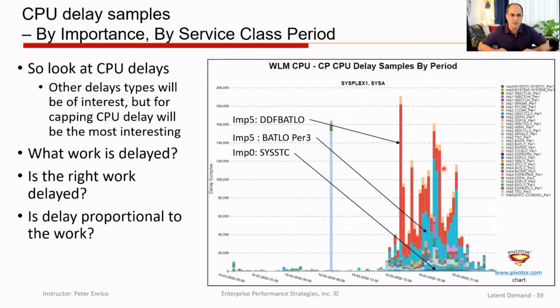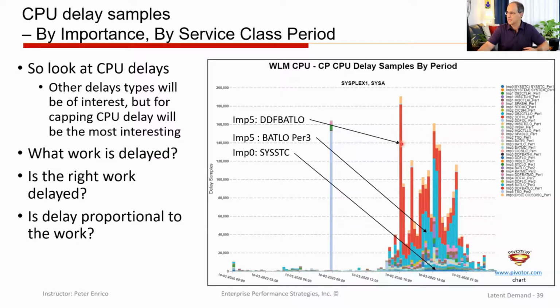And now we can use the delay samples as indicators of not just which workload is suffering, but how badly they're suffering. We can't derive the amount of CPU they would have consumed, but we can derive the severity of the latent demand in terms of demand for the CPU. Is this work that constantly wants to use the CPU, or is this work that wants to use the CPU, but when it gets the CPU, it doesn't use a whole heck of a lot of it? It just happens to be backing up. And that's what we're using the delay samples for.